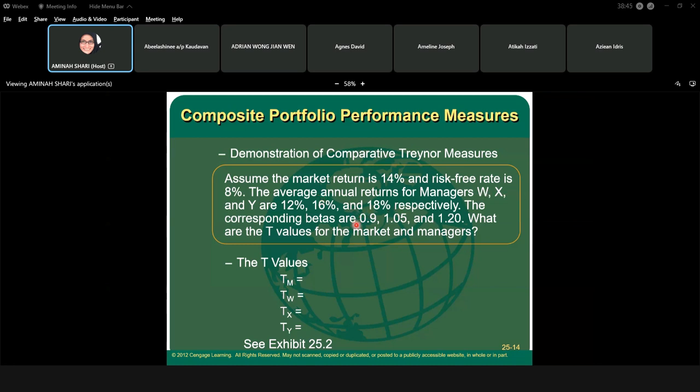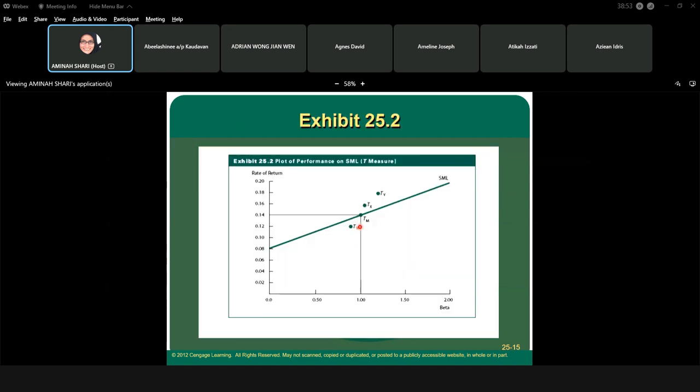Beta pun dia dah provide. Okay, masukkan je. Okay, plug in and you will get the channel value lah berapa. Ini yang dah digraphkan lah, dah diplotkan. Okay, SML line untuk market here kan. Always remember kena ada beta for market equal to 1.